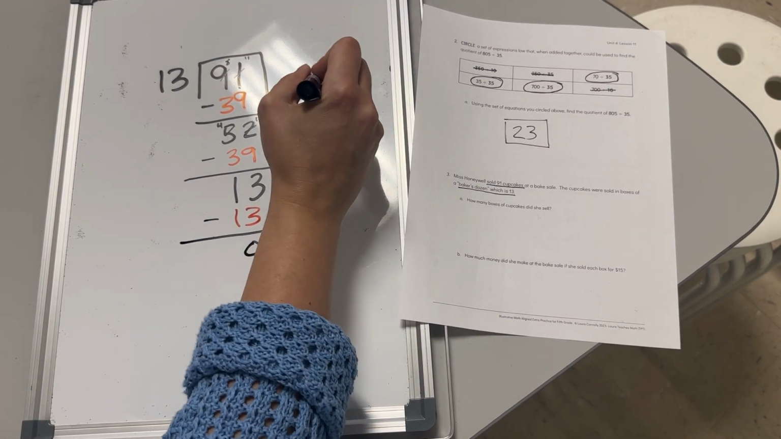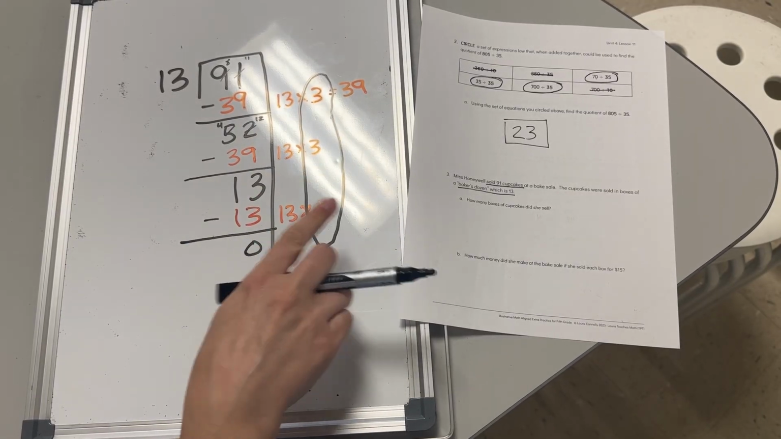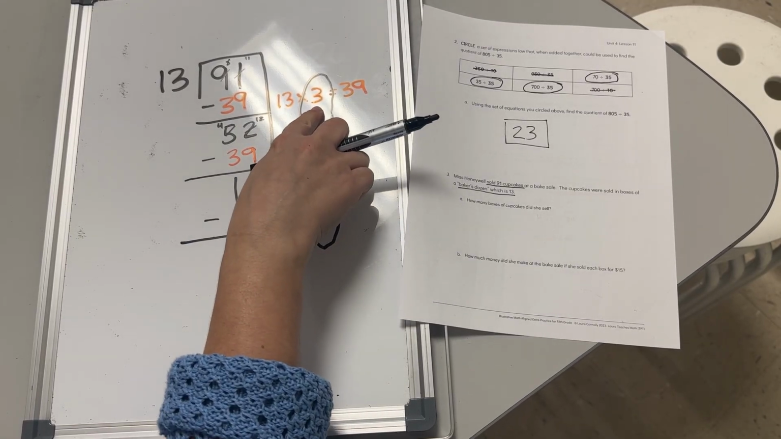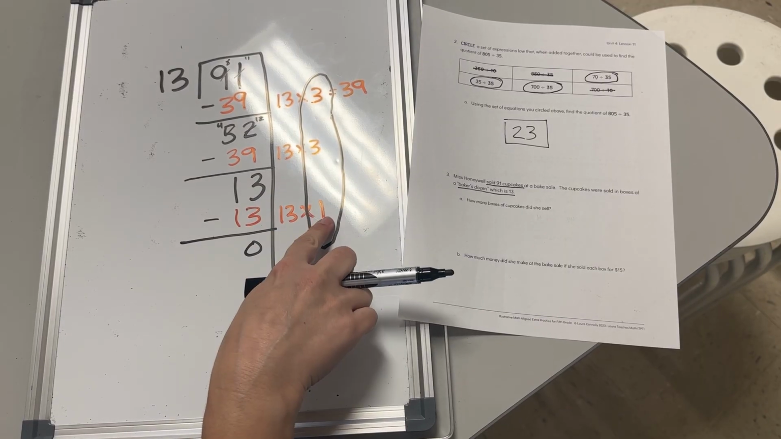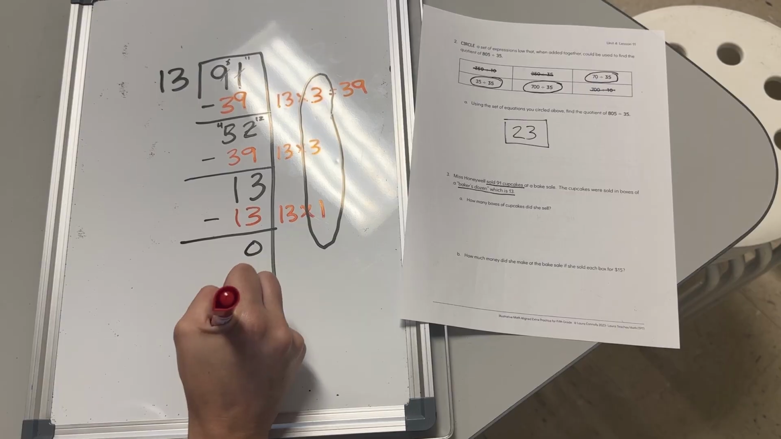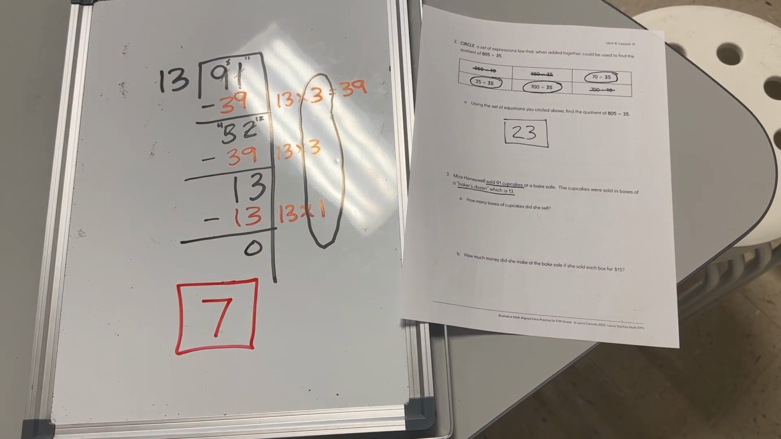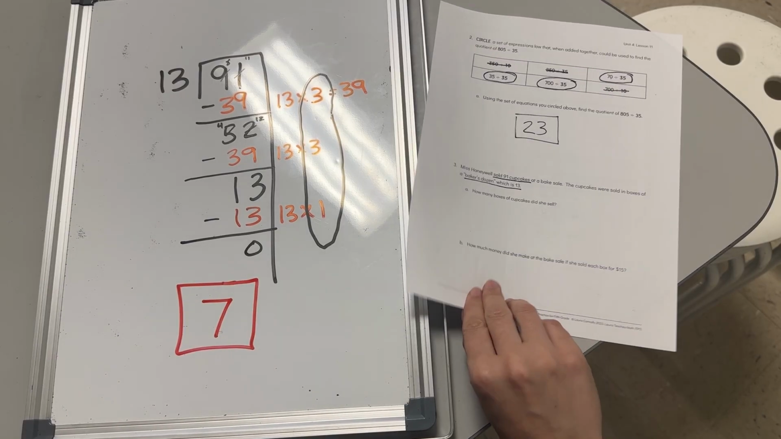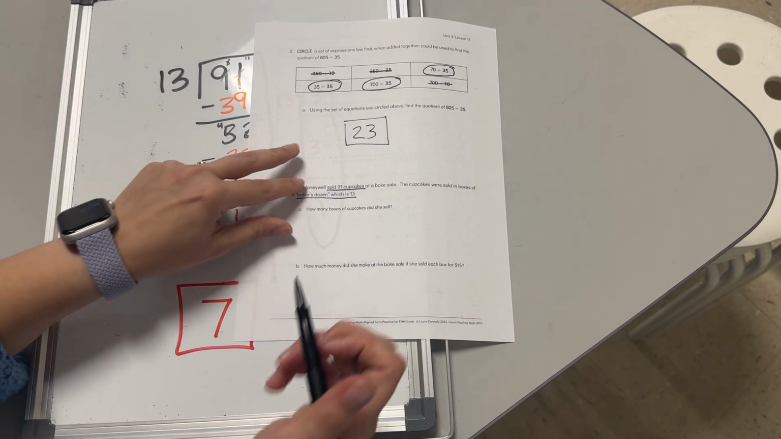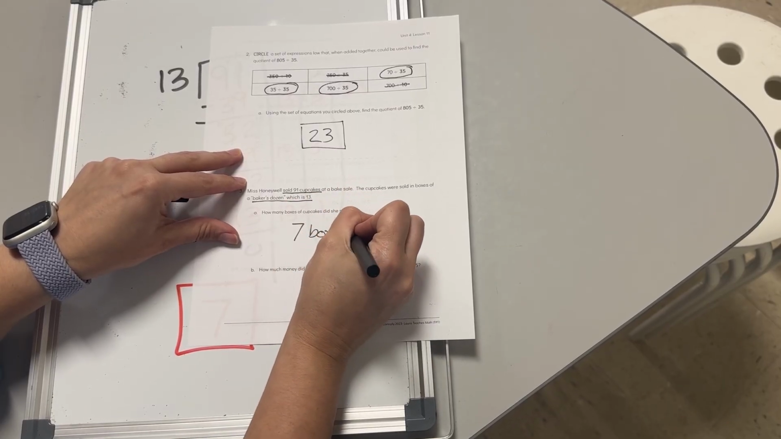Now I can look for my answer by seeing how many groups of 13 I was able to get. First I started with 3, then 3 more, then 1 more, giving me a total of 7 sets of 13. And what are those sets of 13? Well, they are boxes of cupcakes. So she sold 7 boxes of cupcakes.